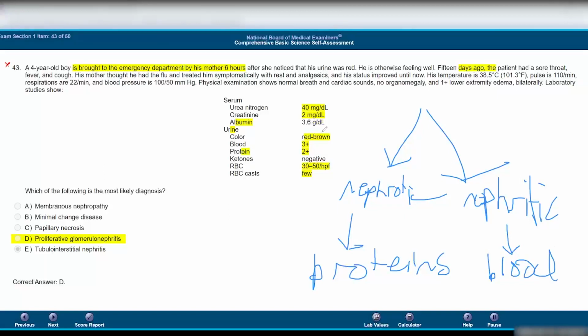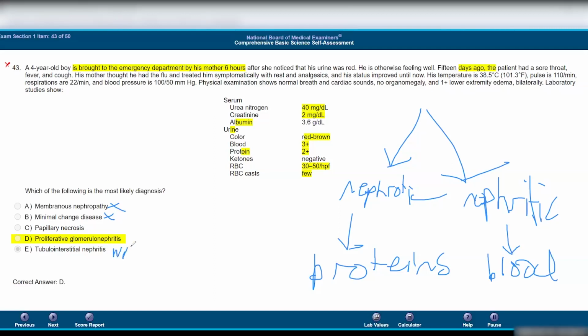Okay, so here they're telling you it's a bunch of blood, right? So you can get rid of quite a bit of it, right? So membranous, minimal change, right? And what does tubular interstitial nephritis, what disease process is this? What do you usually pee out? Oh, you usually have maybe white blood cell casts.